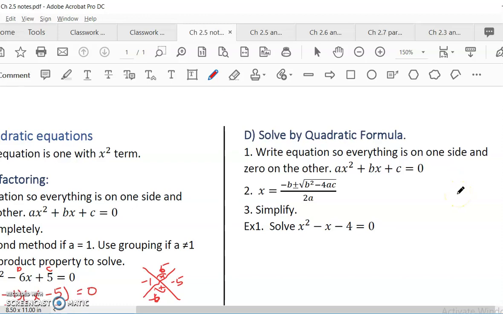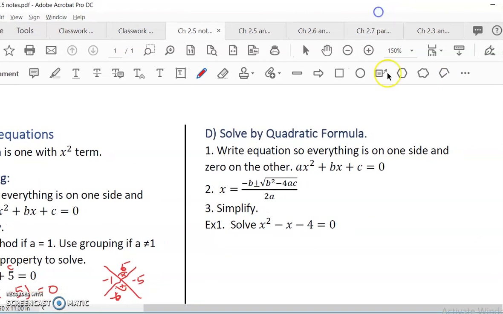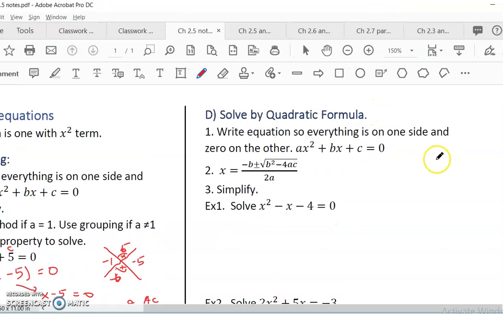So if you cannot factor your equation ax squared plus bx plus c, you cannot do completing the square, and there's no square term, so all you have left is quadratic formula. It can solve any quadratic equation.